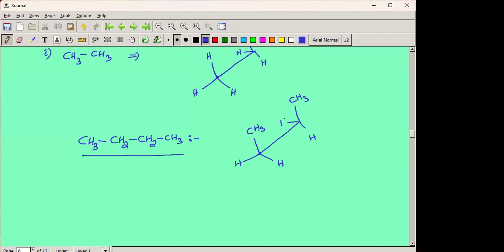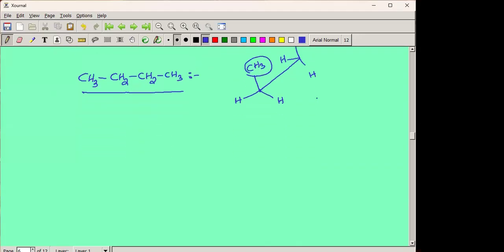hydrogen and a hydrogen. So see here, these two methyl groups are present on the top side, which are represented on top side. So this is one kind of representation. The two are present on the top side. So this is considered as an eclipsed form.